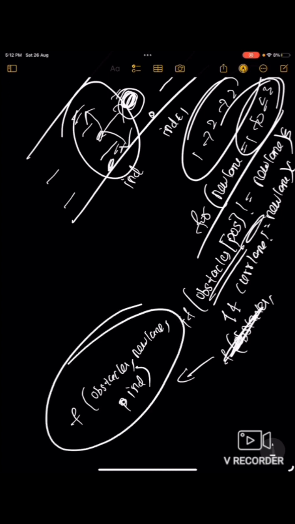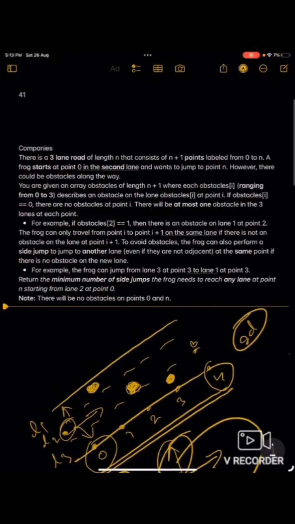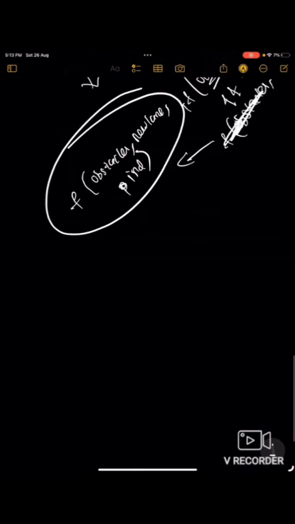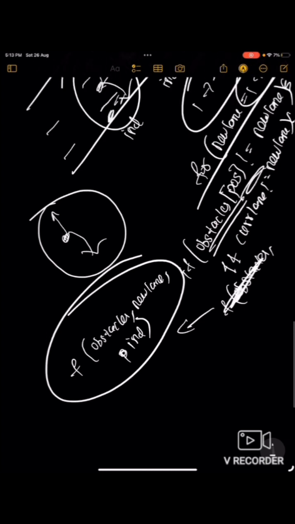Yeah. And one major point to observe here is that we are at this point, right? What if we have a chance of going here as well as here? But the question is asking us to return the minimum number of side jumps, right? So you need to minimize the possibilities that you have. You have two possibilities. So when you are computing for each possibility, you need to minimize every time, right? So how do you do that?